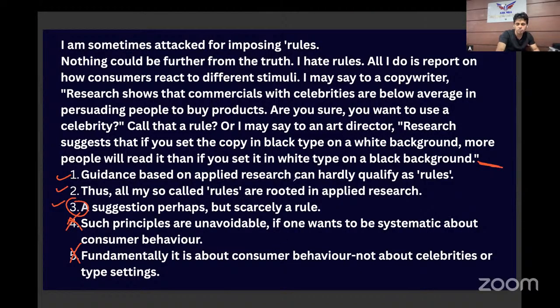Guidance based on applied research can hardly qualify as rules. Thus, all my so-called rules are rooted in applied research. Now, second and third look better than first, because that's what the person is trying to say, that my suggestions are not rules basically. And I'm sometimes attacked for imposing rules, but this person is not. Thus, all my so-called rules are rooted in... But then second is also not going to be the answer, because all so-called rules, suggestion perhaps, but scarcely a rule. Now, maybe you select option two or three.